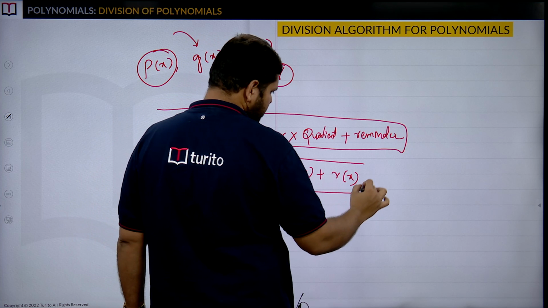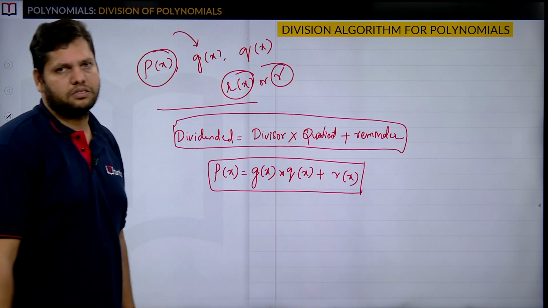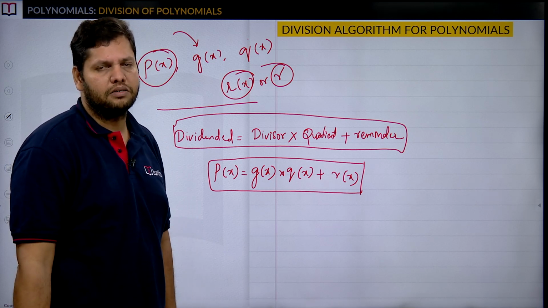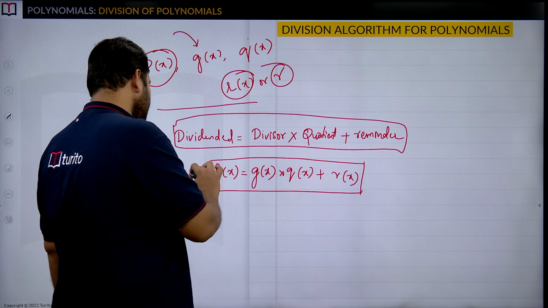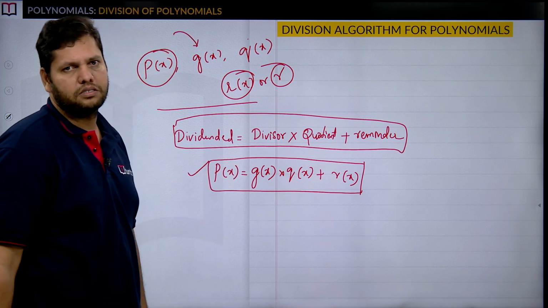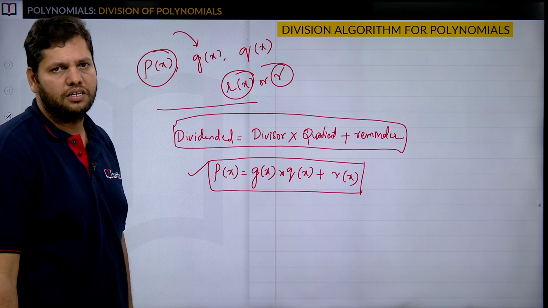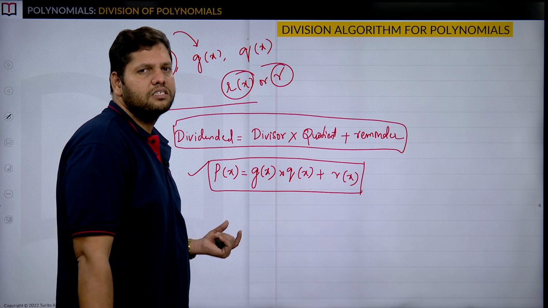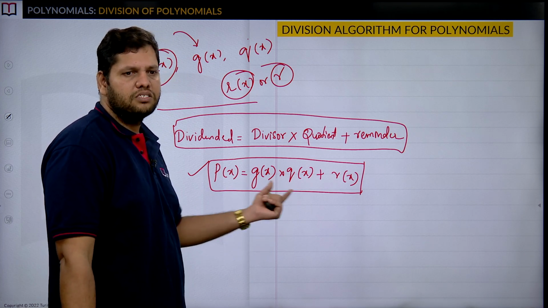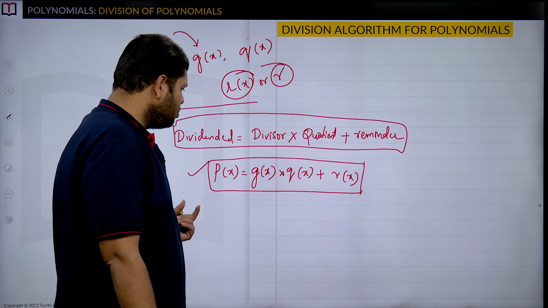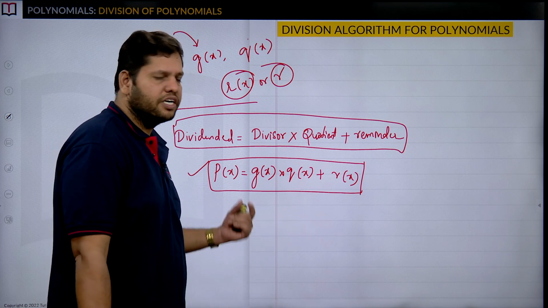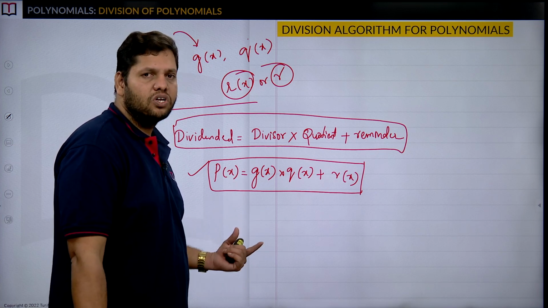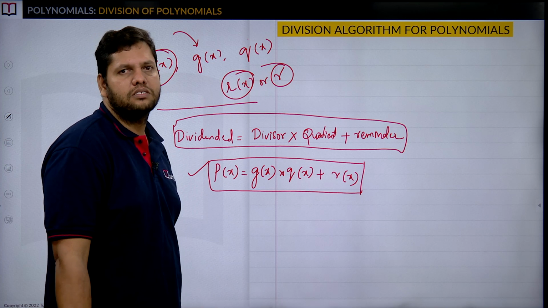So this is the division algorithm for polynomials. Dividend we can write as divisor into quotient and remainder. Clear, children? Any doubts regarding this division algorithm? It is very simple, children. Dividend is divisor into quotient plus remainder. This statement, this expression, this condition gives the division algorithm for polynomials.